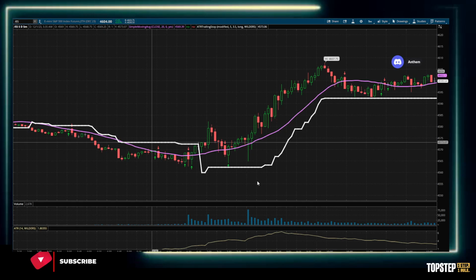I have a problem with my charts. I like them color coordinated. I'm very OCD when it comes to having a clean chart. When I'm looking at a clean chart like this, I just want everything clean, one color. I don't need two colors showing me different. I know how to trade the ATR.